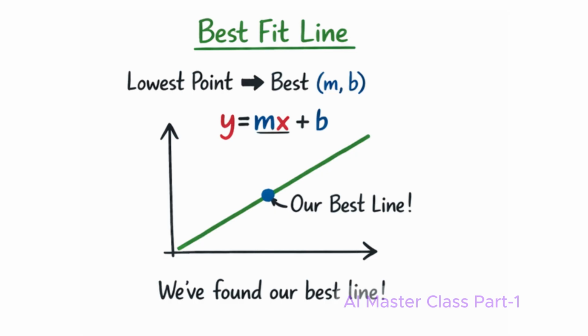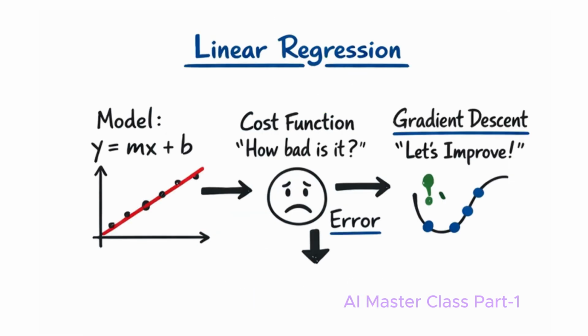So now if you connect everything together, linear regression gives us the model, which is a straight line. Cost function tells us how bad our current model is, and gradient descent helps us adjust the model to make it better. Now there is another important question.